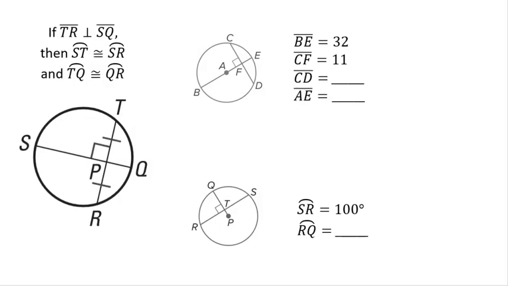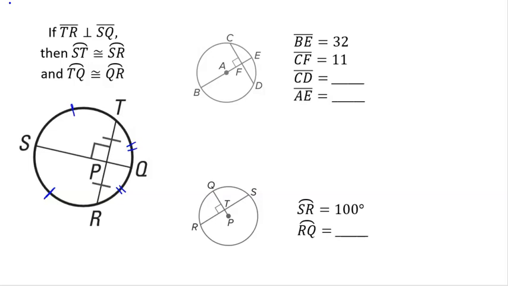Our next theorem says that if we have a diameter or radius that is cutting through a chord and it's perpendicular, then arc ST is going to be congruent to arc SR, and then arc TQ is going to be congruent to arc QR, and it bisects that chord here.